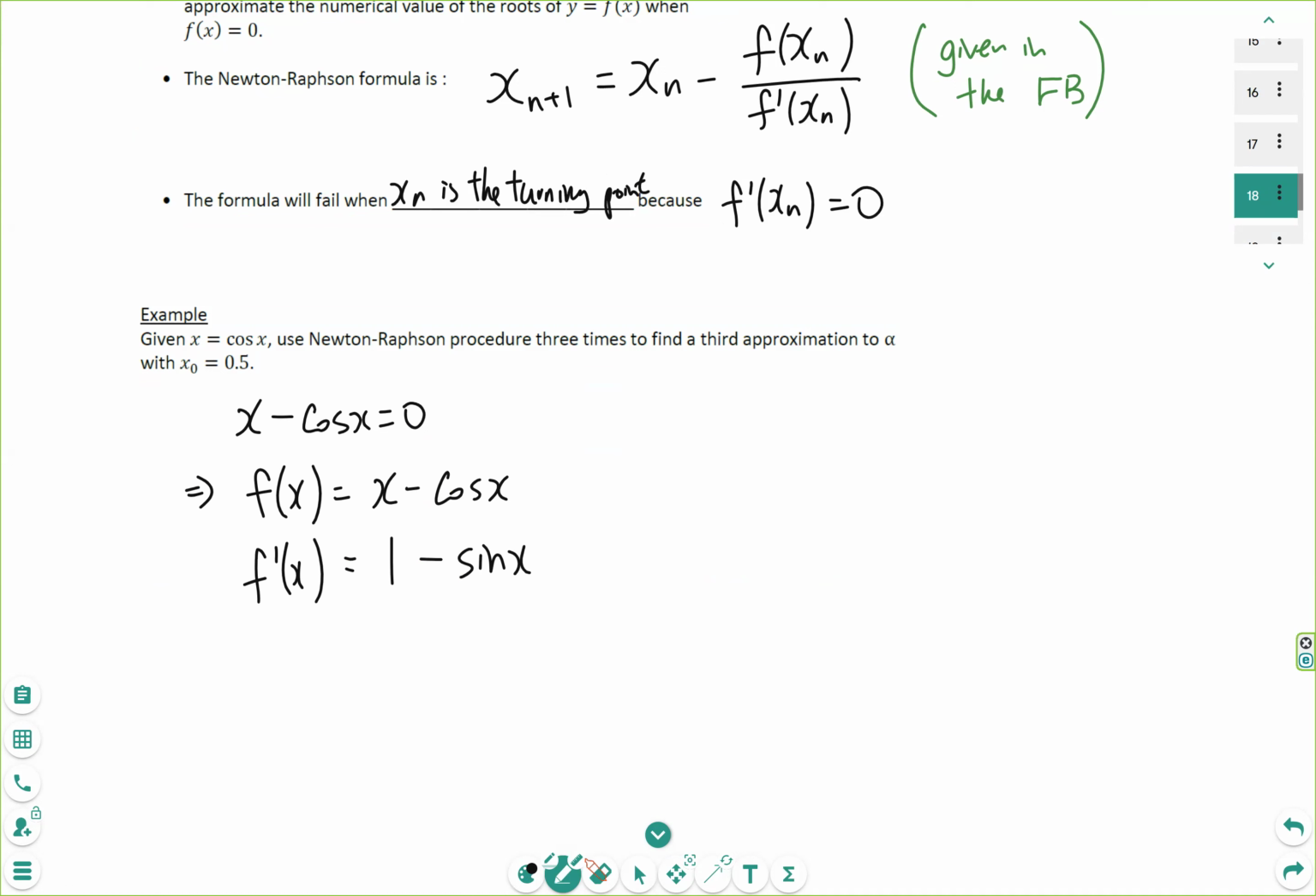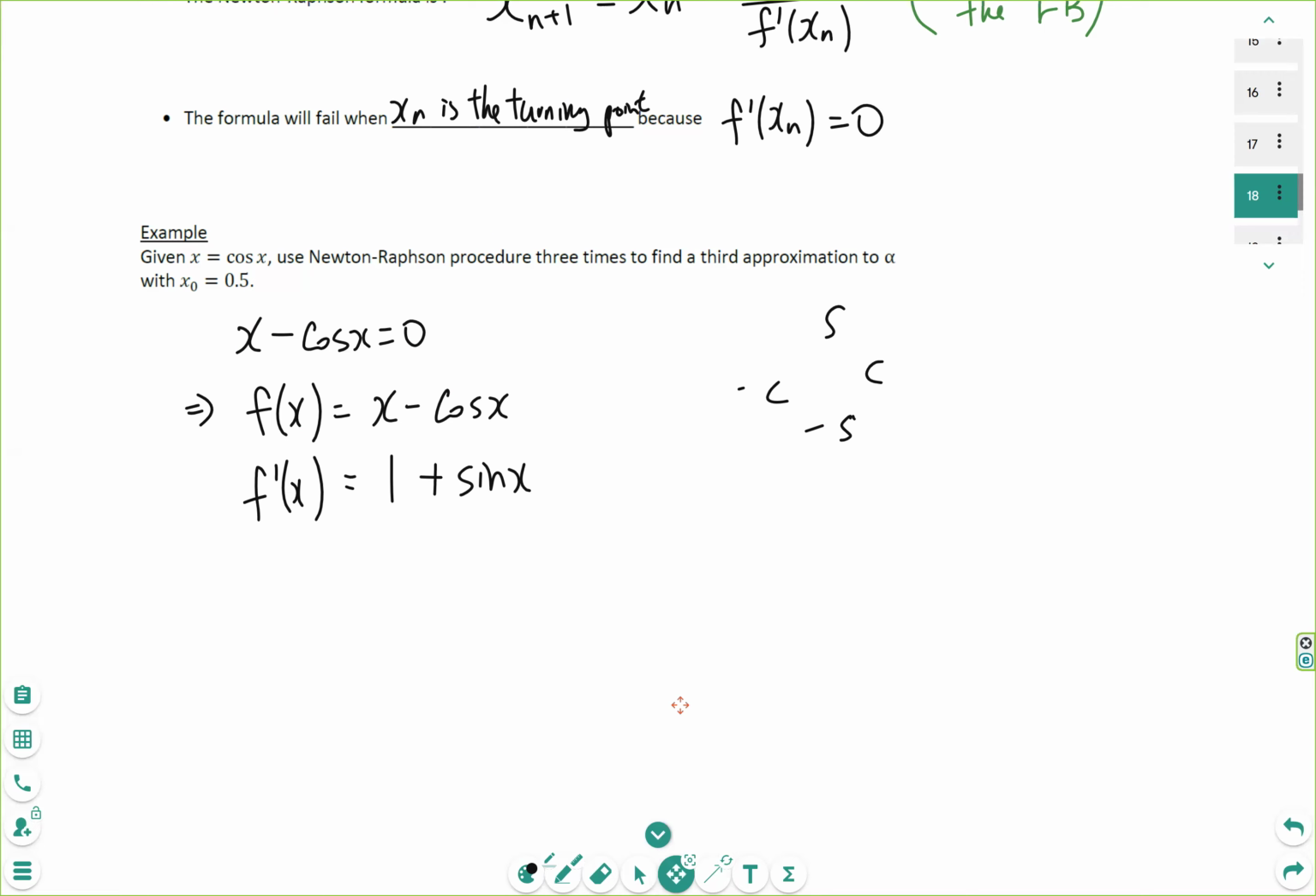Differentiating x minus cos x: differentiate minus cos and you get plus sine. So 1 plus sine x. I get confused here, not because I can't do maths, but because in my notes I make it the other way around: cos x minus x equals 0, which is perfectly fine. Anyway, f dash x equals 1 plus sine x.